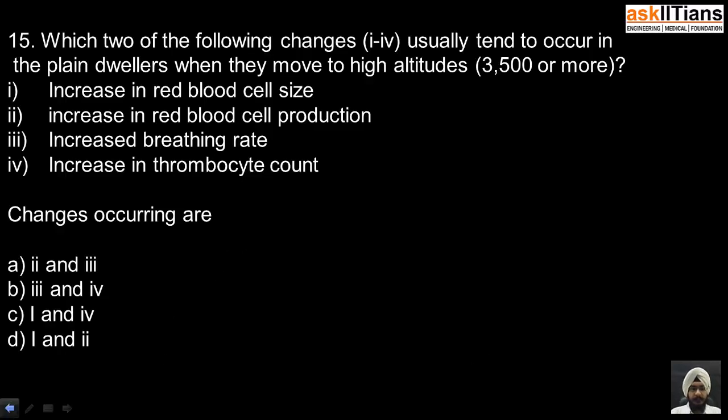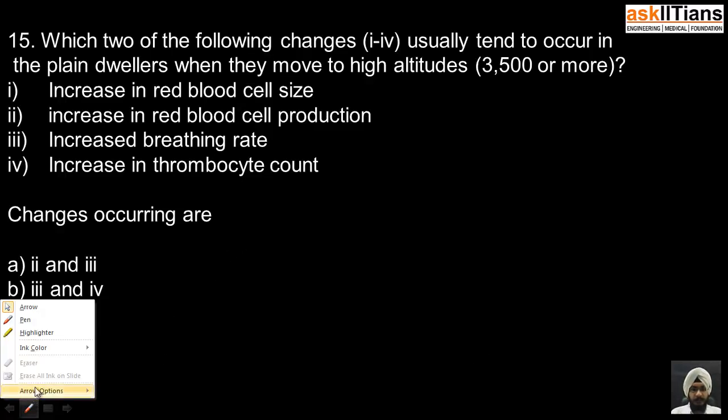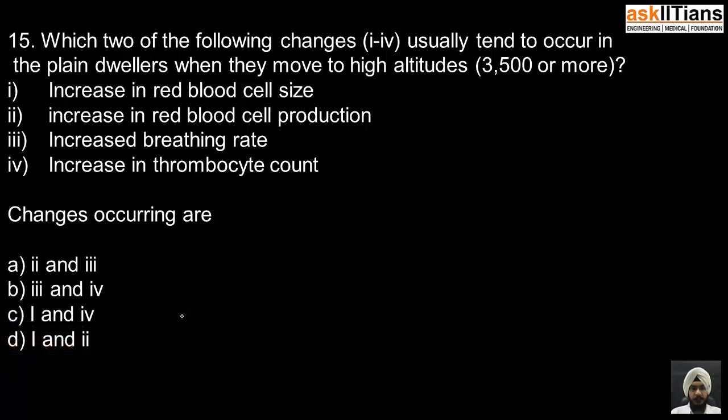So the next question says which two of the following changes usually tend to occur in the plain dwellers when they move to high altitudes like 3500 or more. So there are different changes given in the form of options 1 to 4, and then we have to see which of the options are correct. So the first one says increase in red blood cell size. Second one says increase in red blood cell production. Third says increase in breathing rate. And the fourth says increase in thrombocyte count.